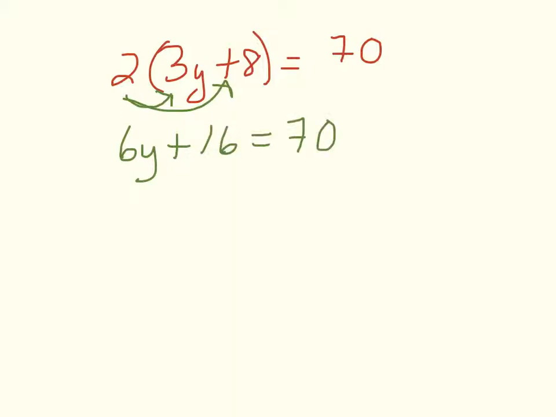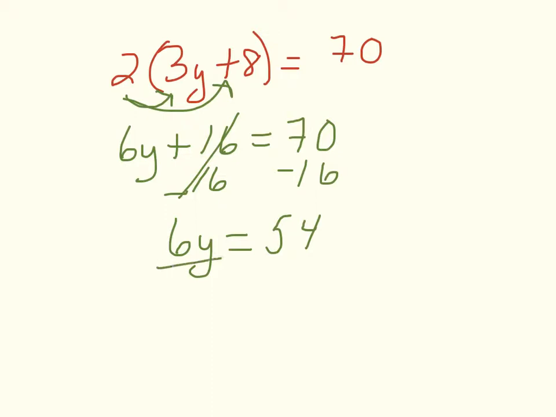We look on the left-hand side for any addition or subtraction to undo, and we have some addition. So we will use subtraction. The positive 16, negative 16 cancel to 0, leaving us with 6y. 70 take away 16 gives us 54. And then our last step is to undo this multiplication with division. The 6's will cancel or reduce to 1, leaving the y by itself, and 54 divided by 6 is 9.